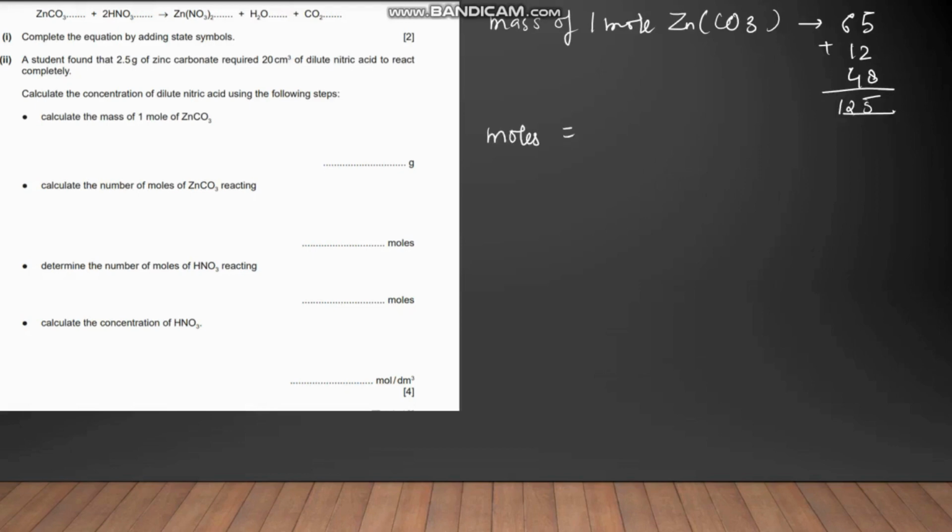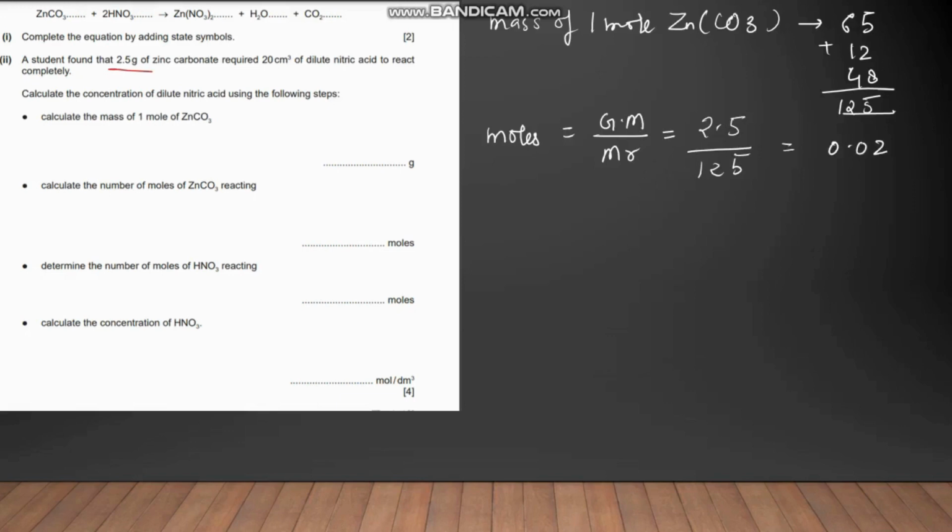Then we have to calculate the number of moles of zinc carbonate which are used in this reaction. So moles will be equal to given mass upon the molecular mass. The given mass from the question is 2.5 grams of zinc carbonate. So 2.5 grams divided by the molecular mass 125 will come out as 0.02 moles.